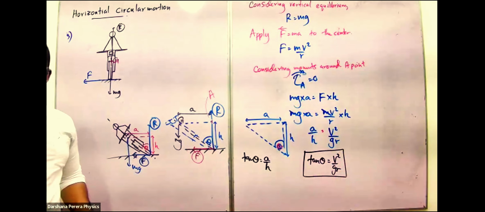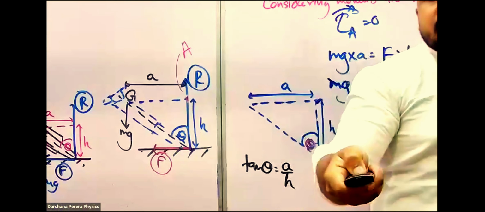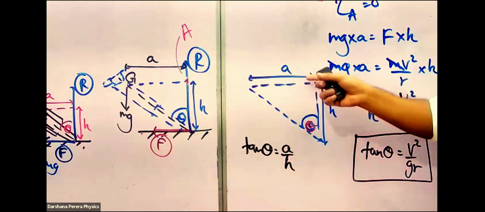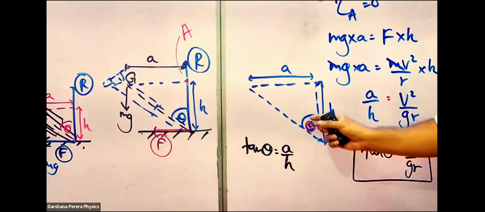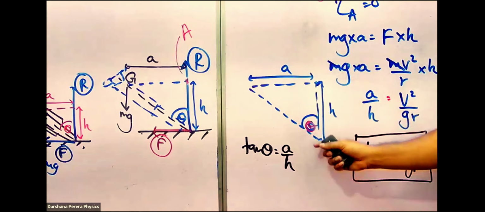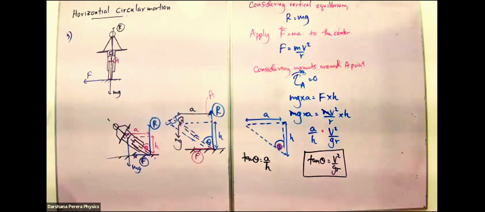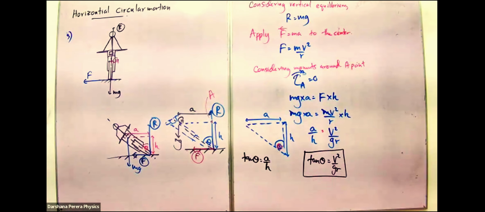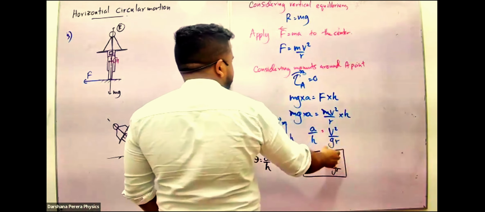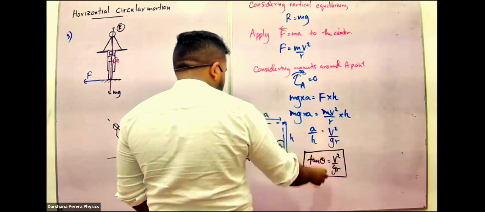What is meant by that? This triangle. Consider this triangle with a and h, tan theta equals what? Opposite over adjacent, right? a over h. When v increases, tan theta also increases, no?